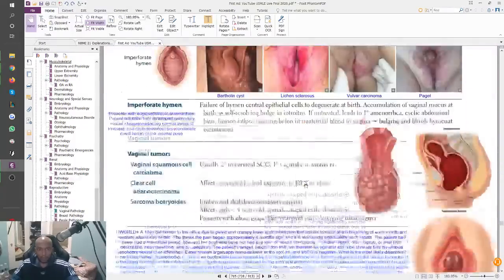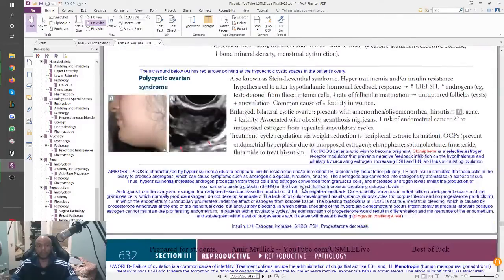Choriocarcinoma, no. Right here, PCOS. Okay. So, also known as Stein-Leventhal syndrome, which no one ever does. There's going to be hyperinsulinemia or insulin resistance that then alters hypothalamic hormonal feedback, right? So you're going to have high LH, very high LH, not enough FSH. You're also going to have high androgens, which is why the patient ends up having hirsutism.